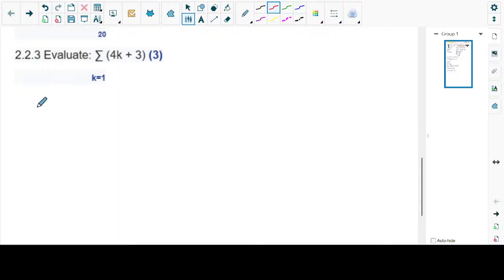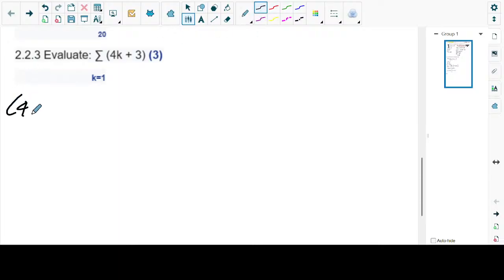The sigma song says when we see the big E, we are not scared. Let's check the lower bound, the value at the bottom. We're going to take that value and substitute it. So we start with k equal to 1. Instead of putting k, you're going to put 1.